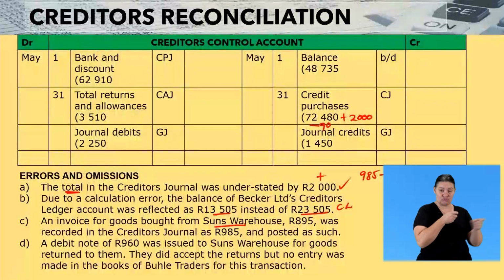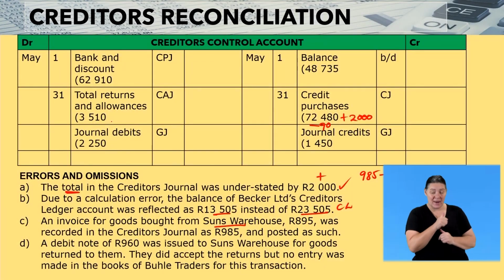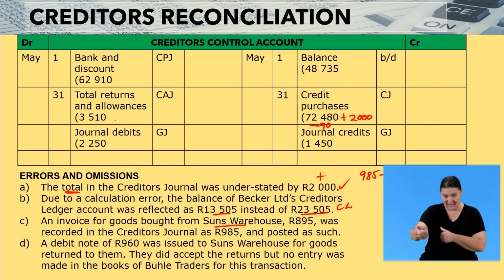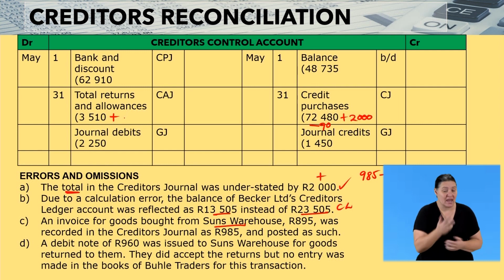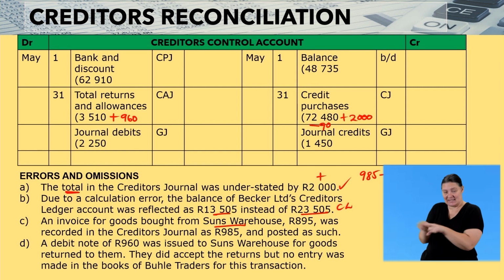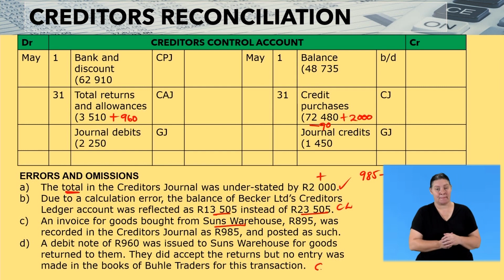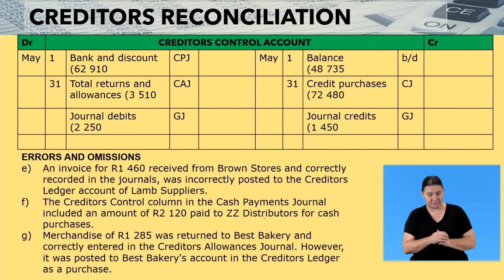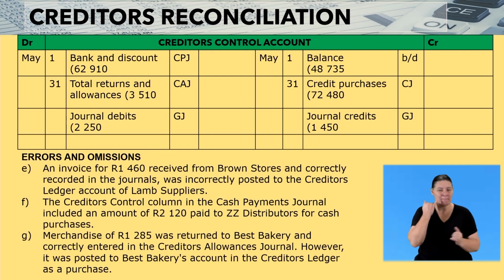So in the creditors control, when goods have been returned, I come now to my total returns and allowances. I'm going to increase that amount by 960. Remember to remind me when I do the creditors list that I must also record in the creditors list. Let us look at more errors and omissions.